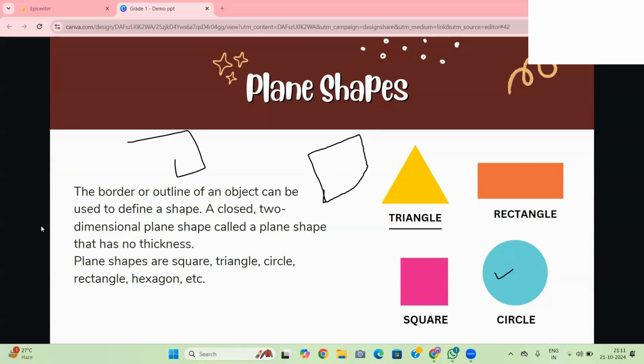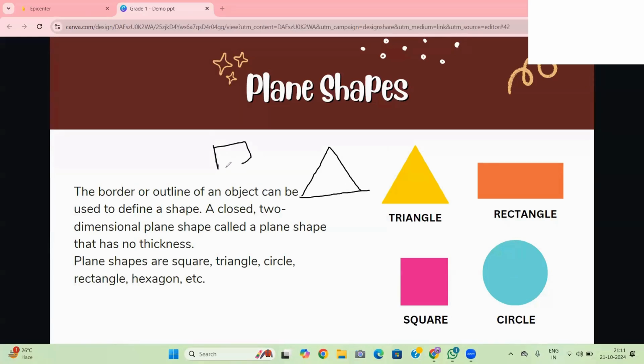So whenever we have a closed shape and it is 2D, with two dimensions only. By two dimensions I mean its length and its breadth. By length and breadth I mean only this and this, not 3D. I'm not making it like this. I'll show you. I'm not talking about this. In this, we also have height, no? But we are only talking about shapes which we can draw.